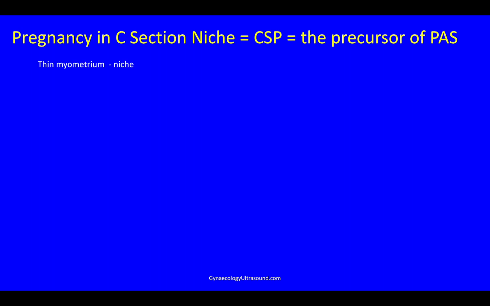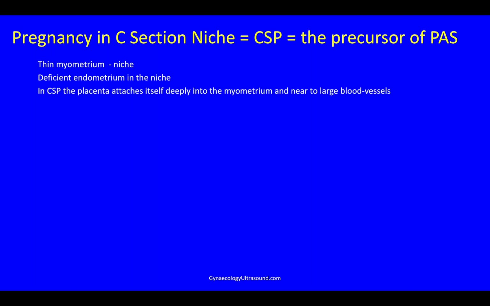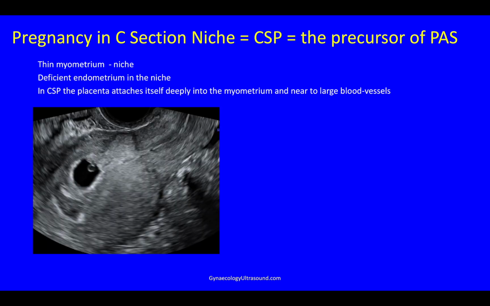The real problem comes when you have a pregnancy in a section niche, and that's when you develop a Caesarean scar pregnancy. So you have very thin myometrium in the niche. It's often mainly fibrous tissue, and there's no endometrium in the niche. So in a scar pregnancy, the placenta attaches itself deeply straight into the myometrium and near to large blood vessels. And here's an anteverted uterus with a niche, and you can see that the white trophoblast is in the niche just there, and that it's very close to the bladder and surrounding tissues and very large vessels which are near the surface of the uterus.